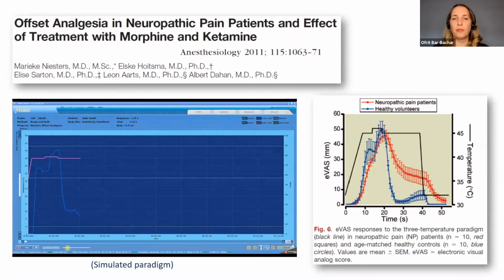And this is also something that Niesters found in her article. You can see the blue line, that's the healthy controls. When the temperature went up another degree, the ratings went up again, but when it went back down to 45 degrees, the ratings dropped significantly, almost to nil pain. However, in neuropathic pain patients, you can see a big difference between the healthy controls and the neuropathic pain patients in red.